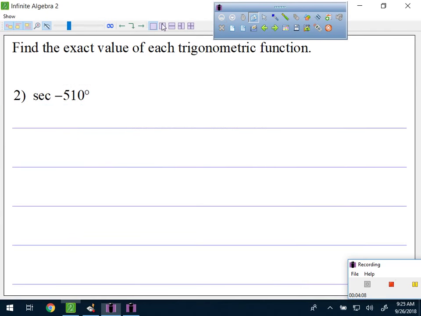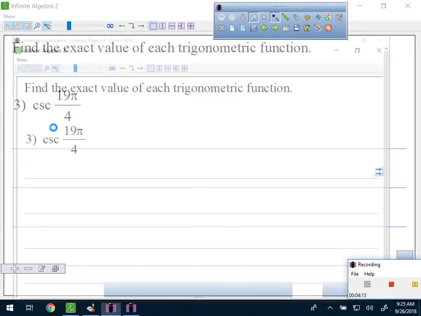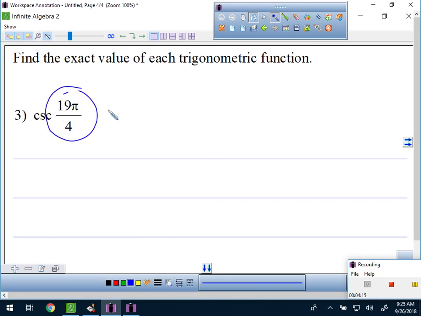All right, for number 3, it is. Okay, so this one is about the same process. The only problem is that this is in radians. So the first thing I would do is convert this into degrees. So I would multiply that by 180 over pi. The pi's crossed out. And so this would give me cosecant of 855.